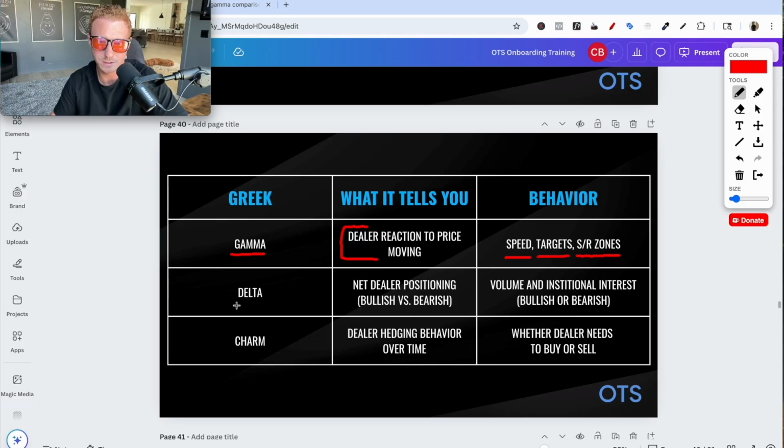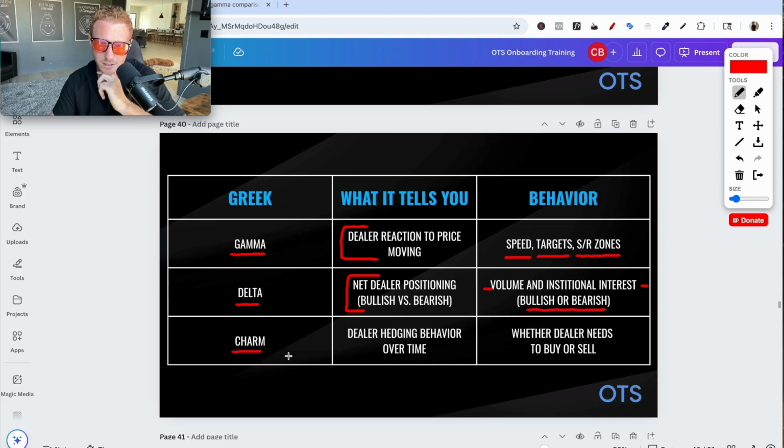So the next thing we have is delta, and this is the net dealer positioning. Are we bullish or bearish? So what does this mean in the actual chart? Well, this is essentially the volume and institutional interest, whether it's bullish or bearish. Again, a lot of this stuff is kind of similar, but you want them all to line up. But the more important thing for delta is how much positioning there is versus reaction. So it's a little bit different in that way, but that's kind of how you want to think of it. And again, this will make more sense when I show examples.